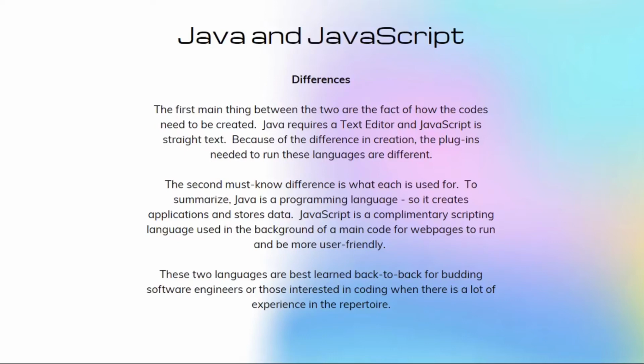Basically, long story short, Java is a programming language, so applications and data storage is what's created from that coding language. JavaScript is complementary and runs in the background of web pages to make them more fun and user-friendly.